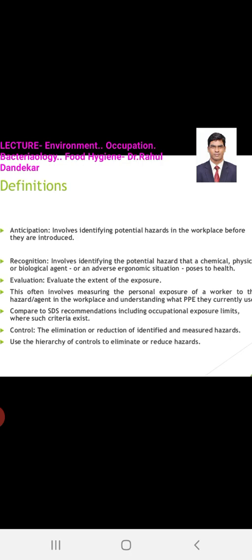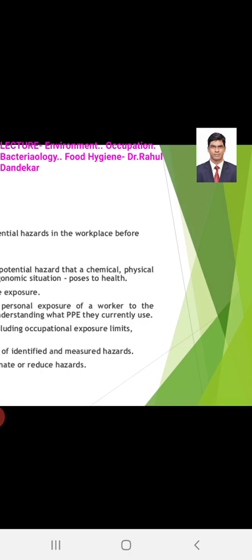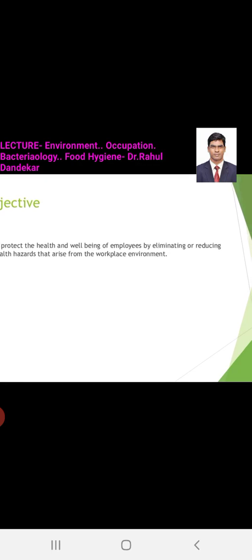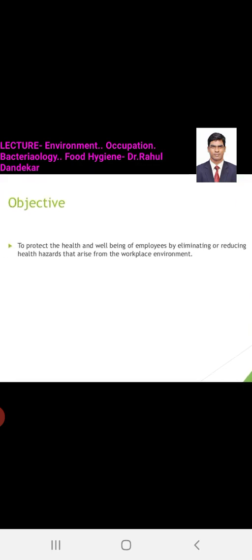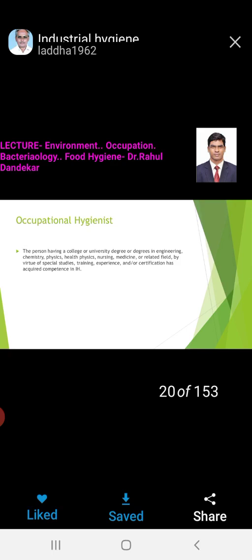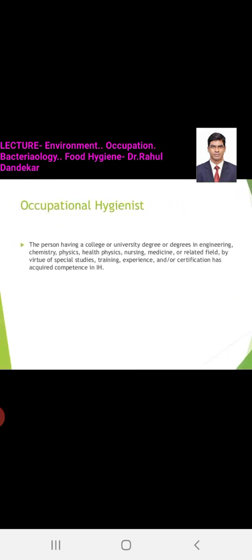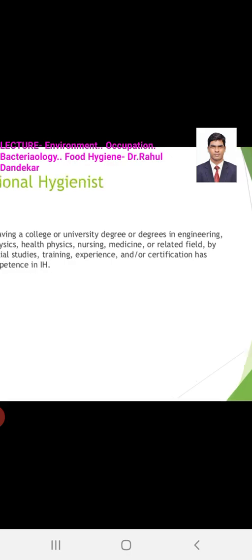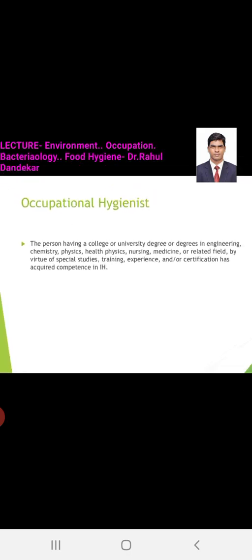Control is the elimination or reduction of identified and measured hazards. Use the hierarchy of controls to eliminate or reduce hazards. So the objective is to protect the health and well-being of employees by eliminating or reducing health hazards that arise from the workplace environment. An occupational hygienist is a person having a college or university degree in engineering, chemistry, physics, health physics, nursing, medicine, or a related field, who by virtue of special studies, training, experience, and or certification has acquired competence in the field.